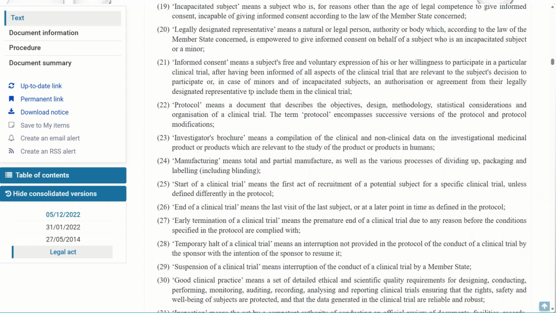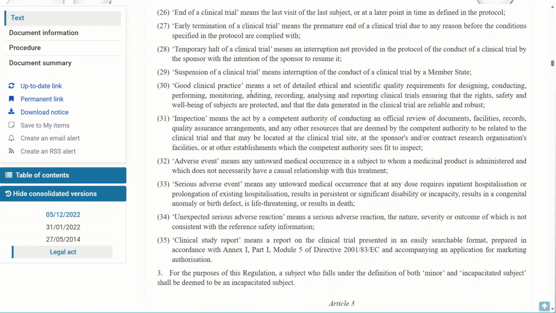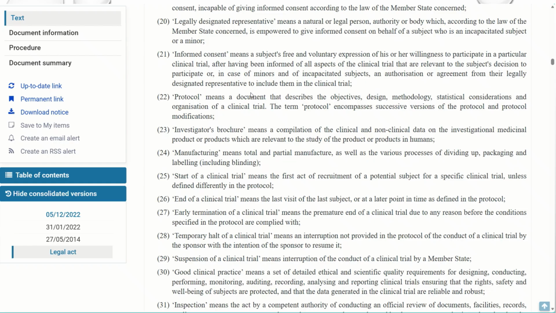Informed consent was something that I wanted to talk about. So informed consent is a process, and it means the subject's free and voluntary expression of their willingness to participate in a particular clinical trial, after having been informed of all aspects of the trial, so they will review the recruitment and enrollment materials, and it's subject to their decision to participate. In the case of minors or incapacitated subjects, you have to get a legally designated representative to include them in the clinical trial.